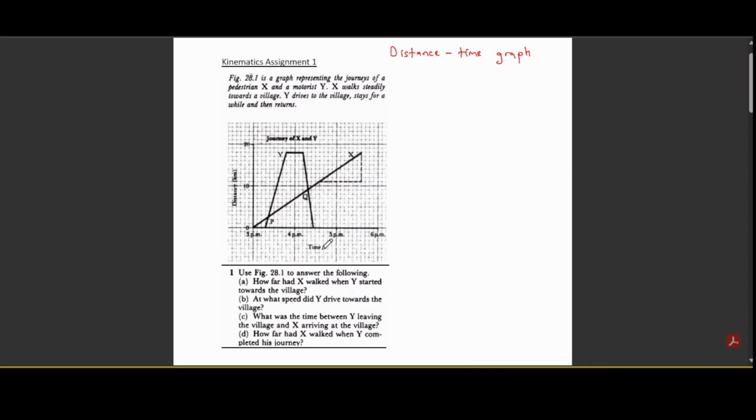In essence, it's actually a y-x graph. More generally, it's a y-x graph. But our y in this particular question is distance, and our x in this question is time. So we say distance time graph. And this is going to be pivotal. Okay. Let us look at our distance time graph.